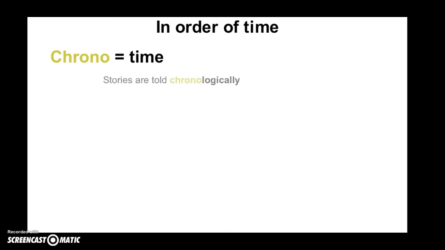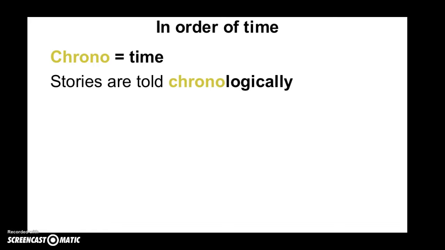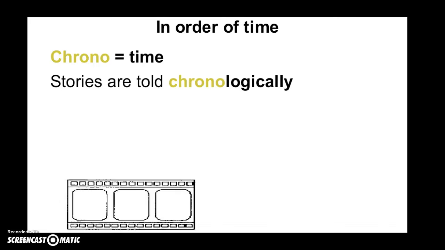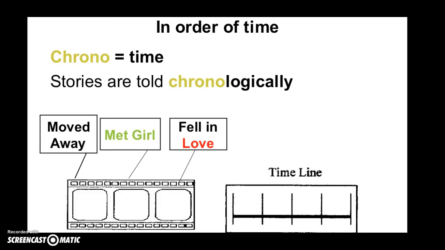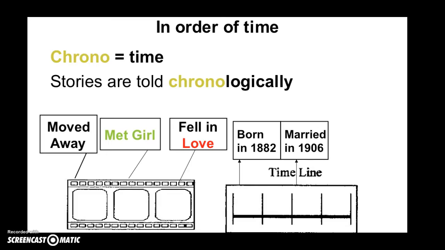First is chronological. It's in order of time. Chrono equals time. Stories are told chronologically. For instance, maybe somebody moved away and then met a girl and fell in love. Told in the order of time. And like a timeline, someone was born in 1882, married in 1906, died in 1948. Told in the order of time.